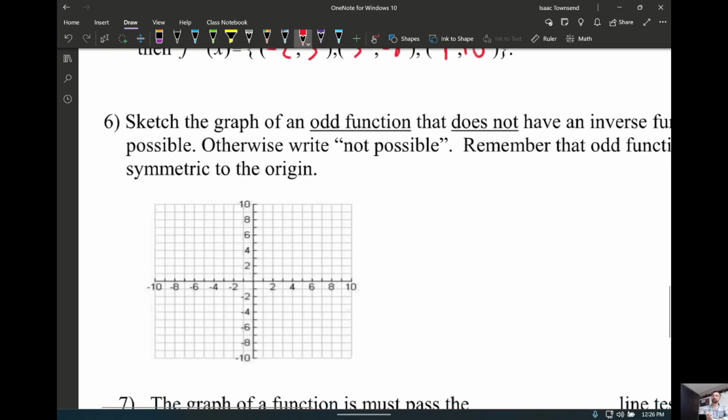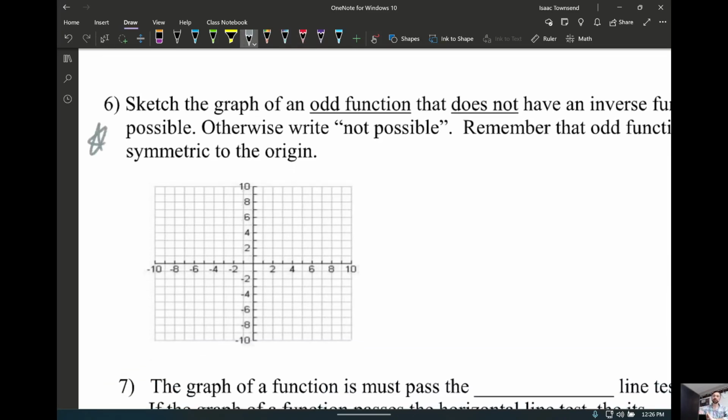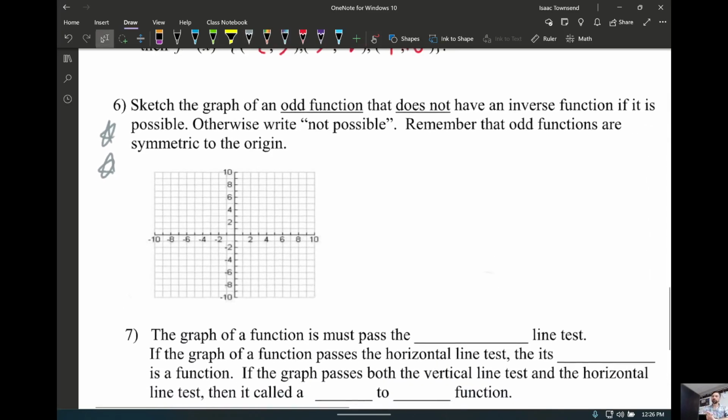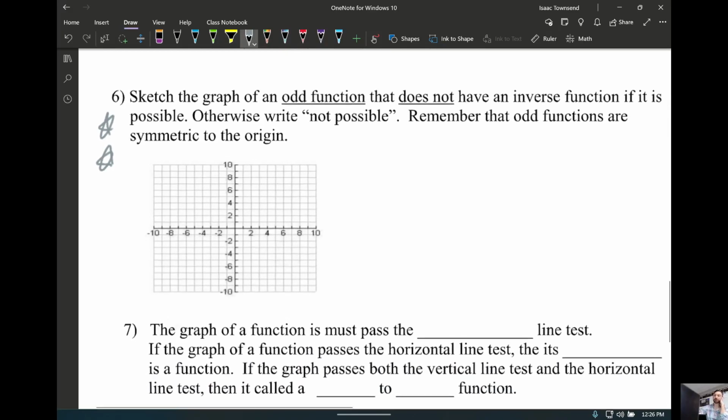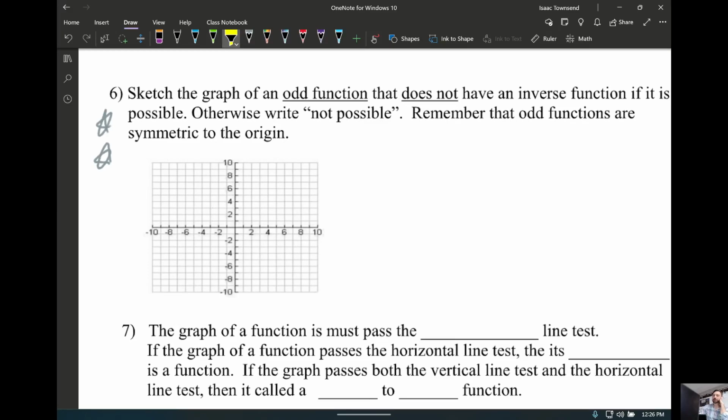I would say from past pre-calc classes, number 6 is probably the one that you guys missed the most. So let's review what you were trying to go for here. Usually if you miss this, it's because you gave up a little too quickly. We're supposed to come up with something that's an odd function that does not have an inverse function. To not have an inverse function means that it has to fail the horizontal line test. So whatever you drew, if it passes the horizontal line test, you didn't do this part of the question.